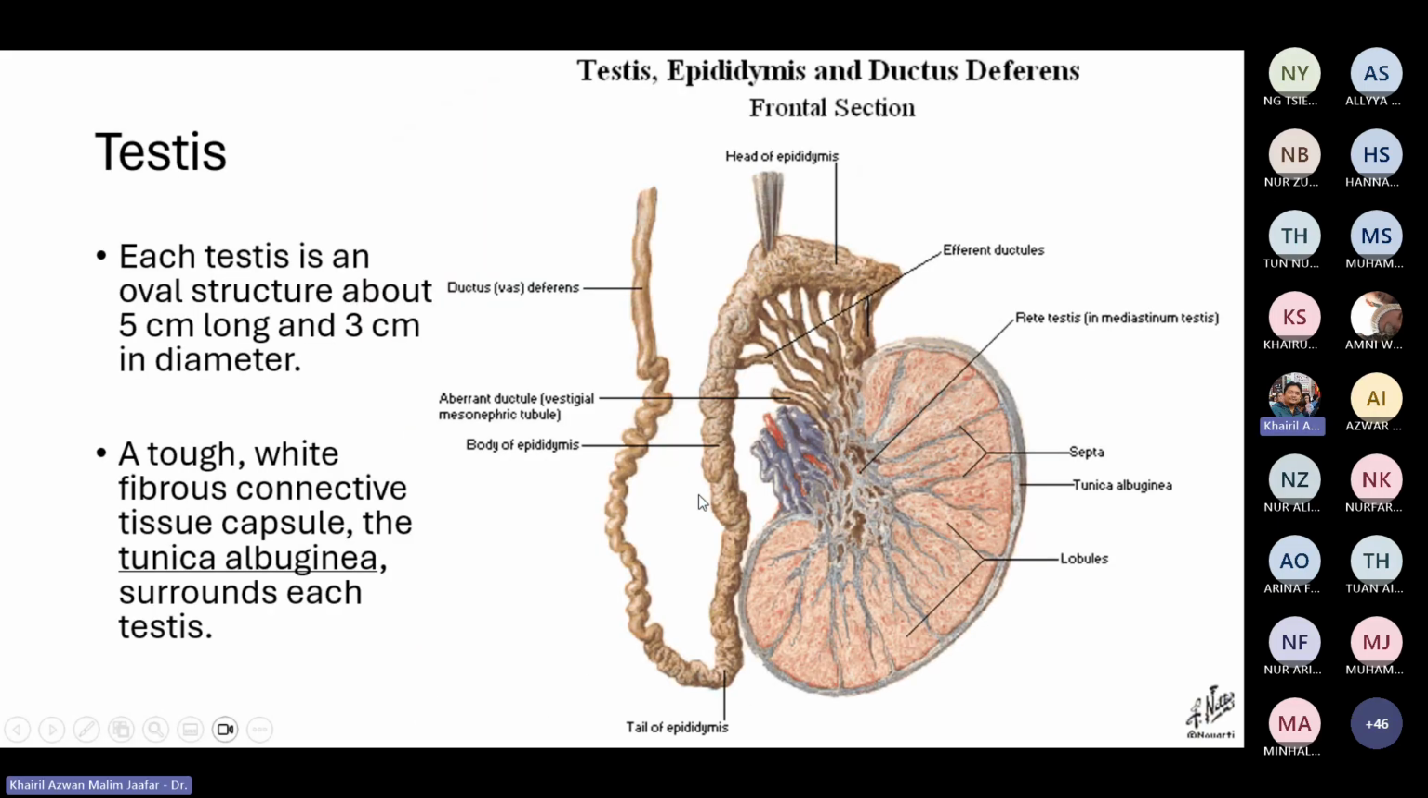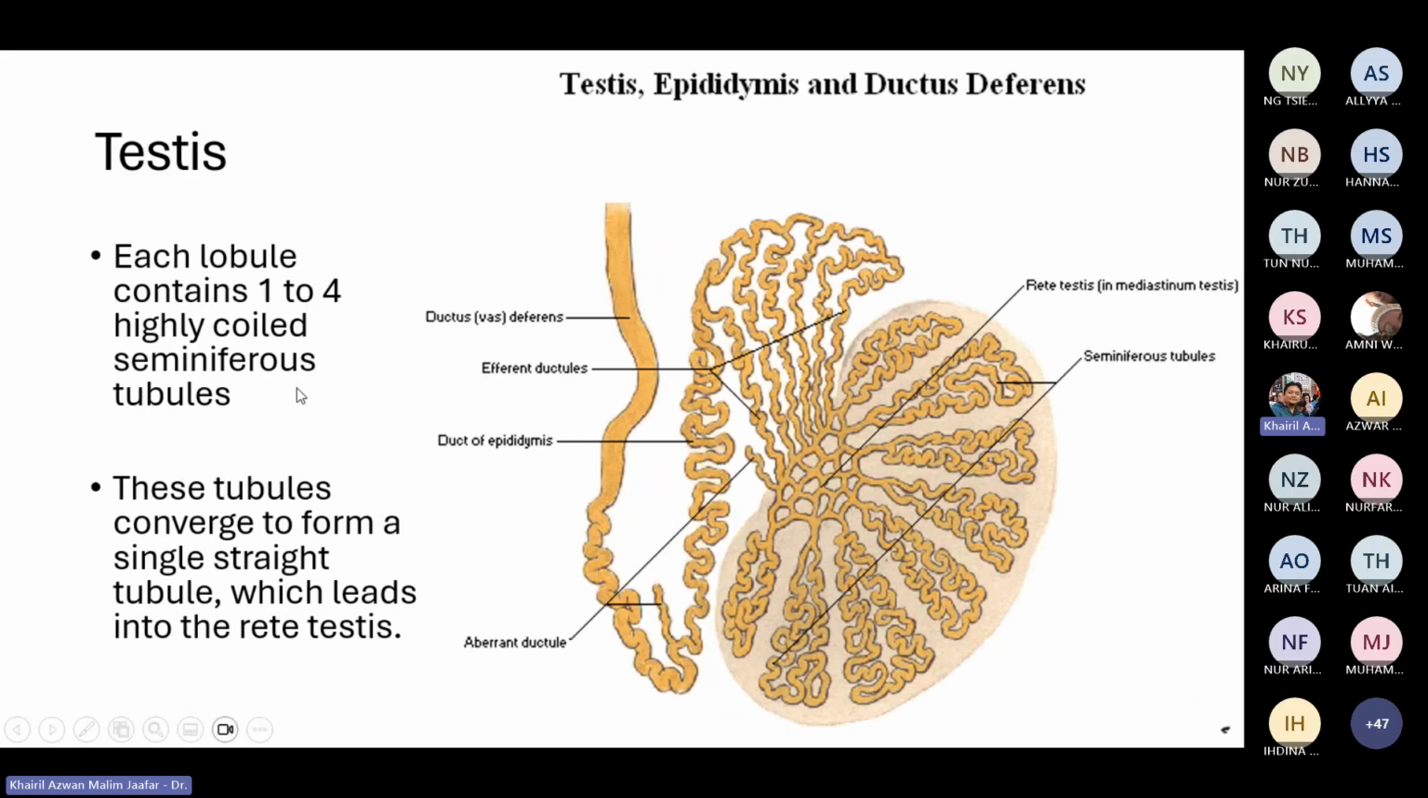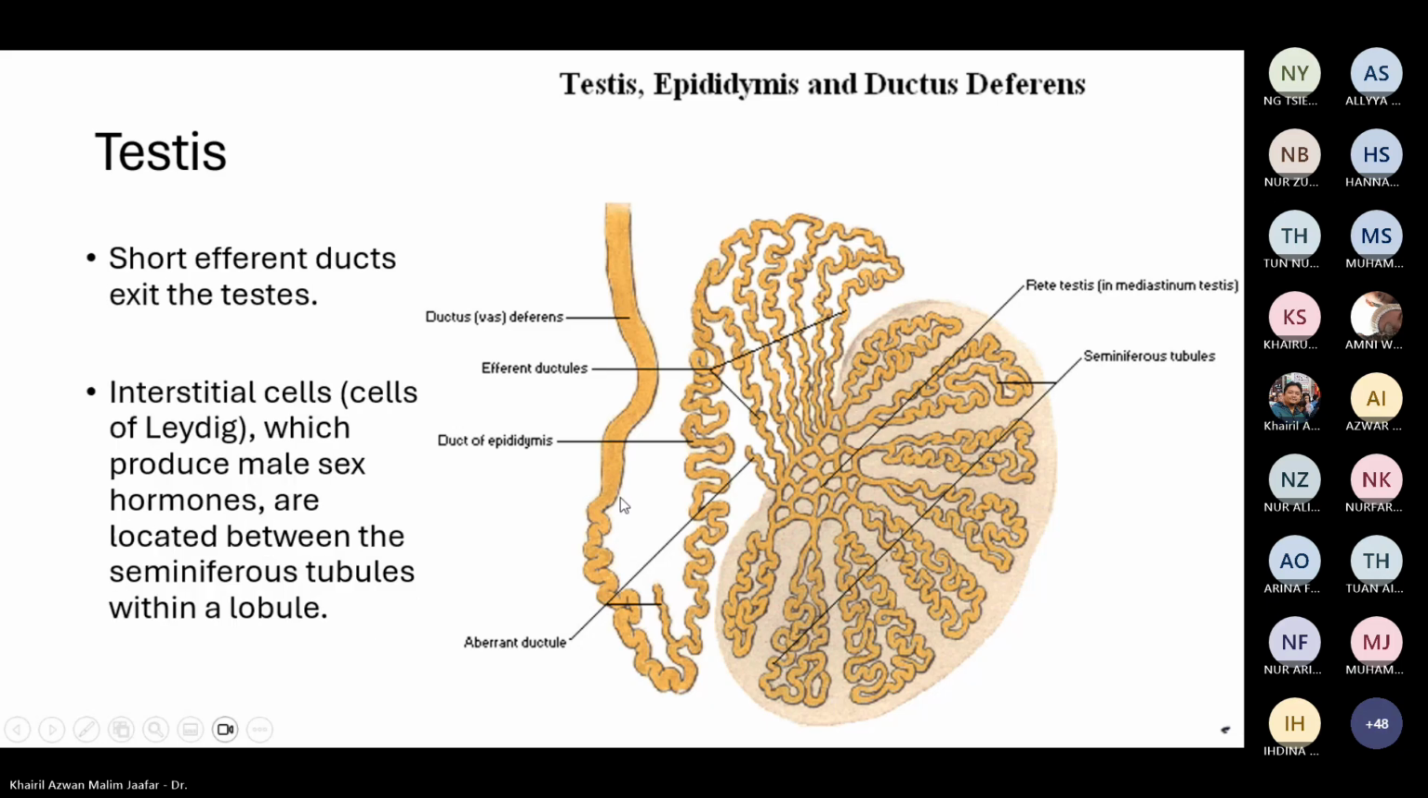Okay, testis. There's a tough white fibrous capsule called the tunica albuginea surrounding the testis, and this tunica albuginea partitions the inside of the testis into lobules. In each lobule there are highly coiled seminiferous tubules, and inside the tubules the sperm are produced. Interstitial cells, which produce the male sex hormone, are located between the tubules. They produce the male sex hormone, or testosterone.